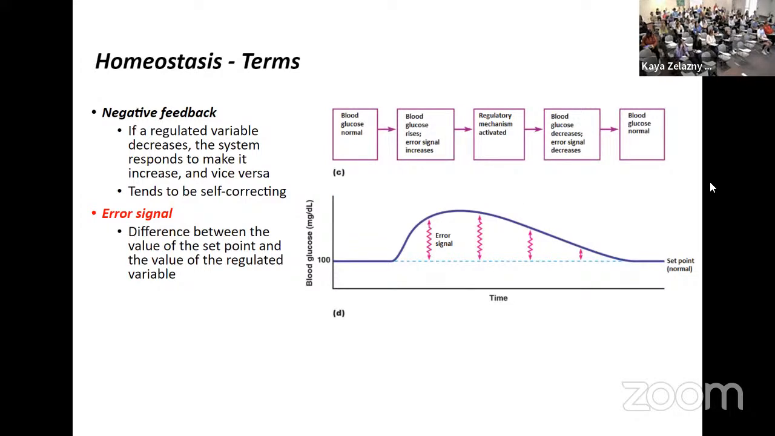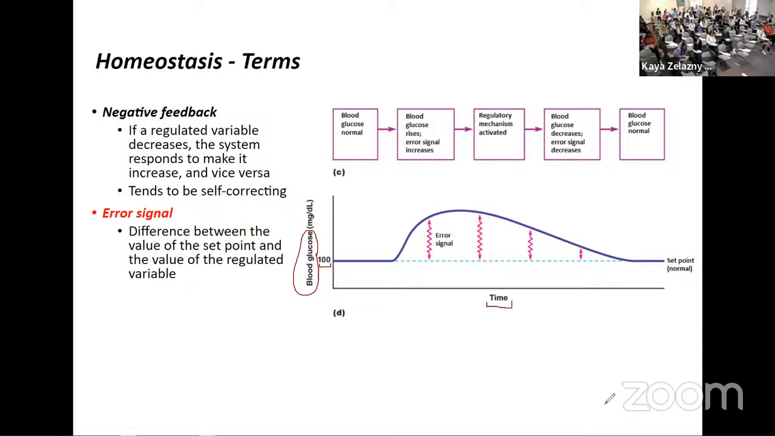Okay, so more terms. We have already our thing that we're measuring. So here, in our example, our regulated variable is blood glucose. Our set point for a normal blood sugar level is 100 milligrams per deciliter. And we know that we're looking at this over time because we're looking at maintaining that blood glucose level consistent over the whole day.